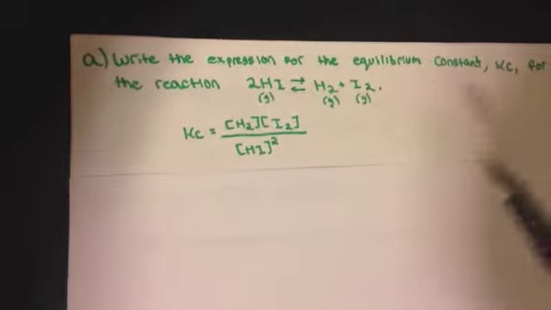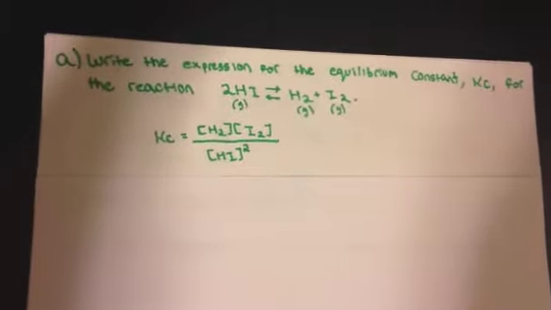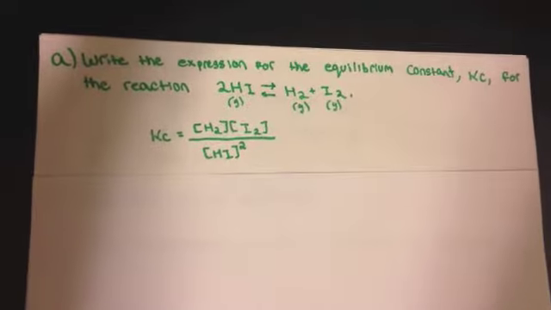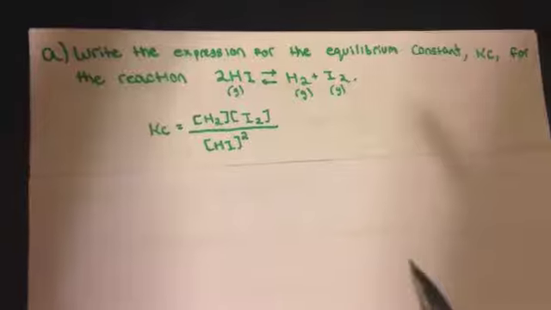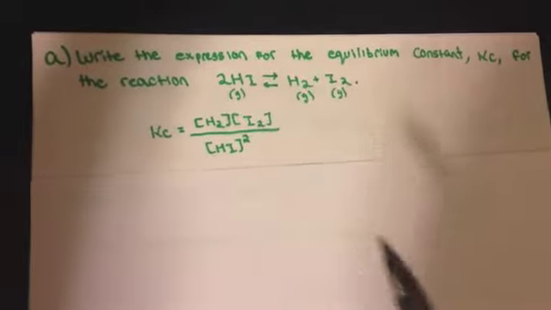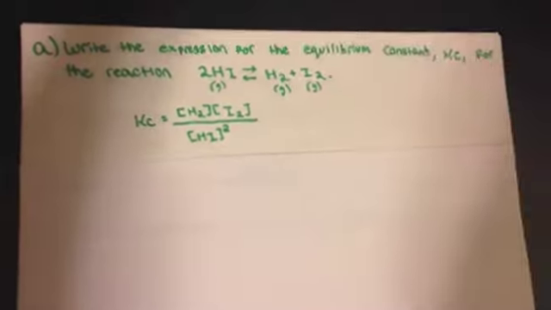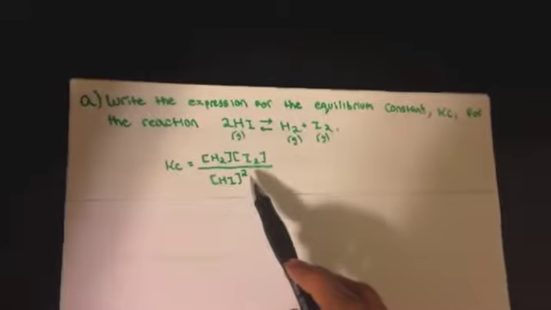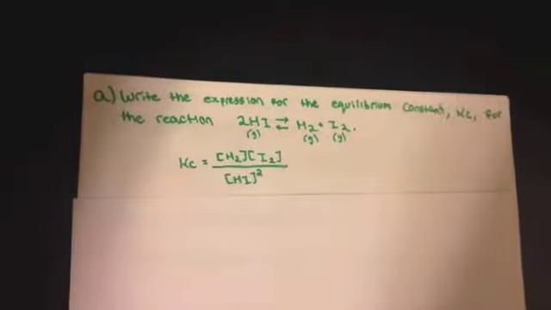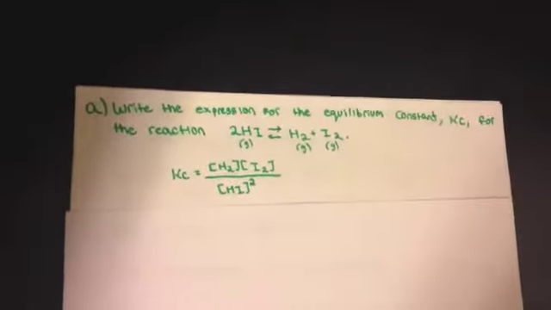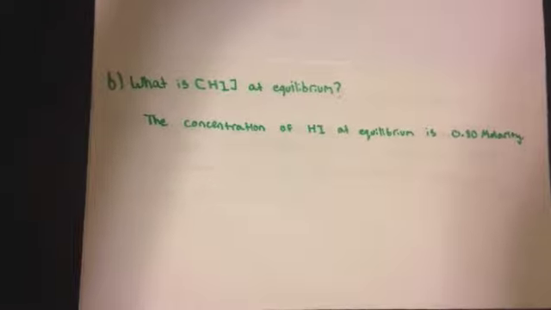For A, we have to write the expression for the equilibrium constant Kc for the reaction 2HI produces H2 plus I2. So, the constant Kc is the concentration of H2 times the concentration of I2 divided by the concentration of HI, and we square the concentration of HI because there's an exponent of 2 on HI in the balanced equation. For B, we have to find the concentration of HI at equilibrium.